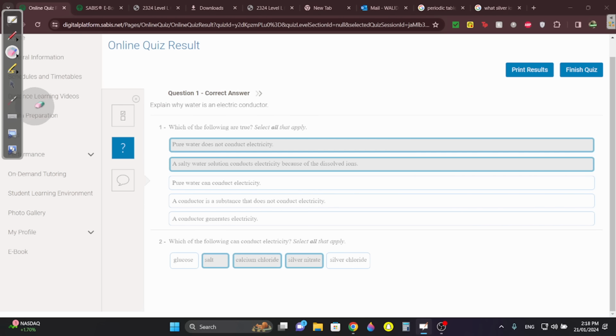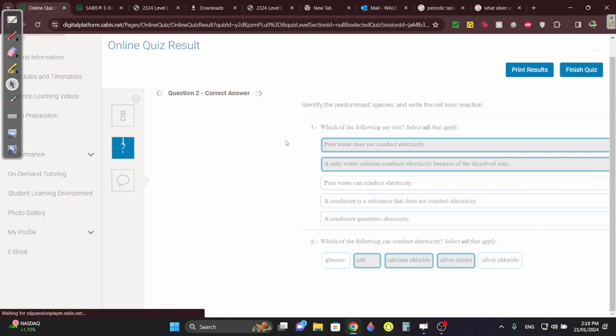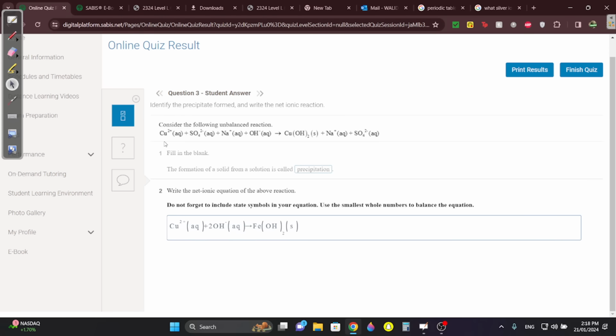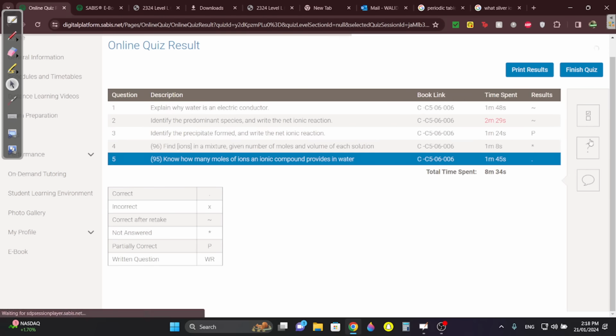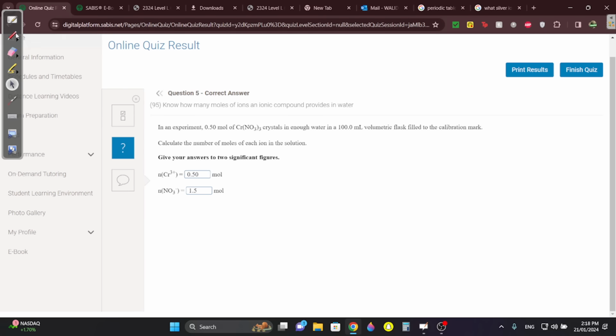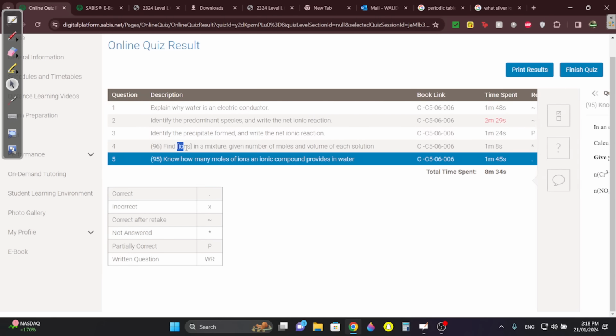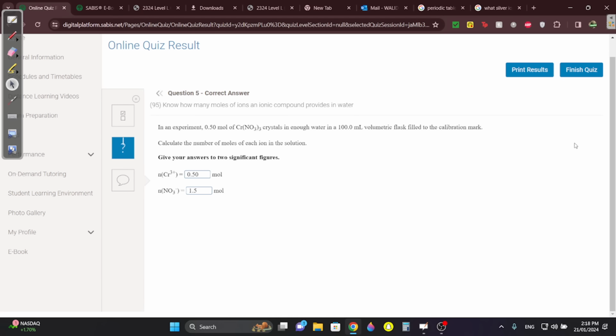Question two, question three. I'll do question five first, and then I'll do question two and three. Question four is concentration of ions. You don't need to know it because it's part of 6.8.